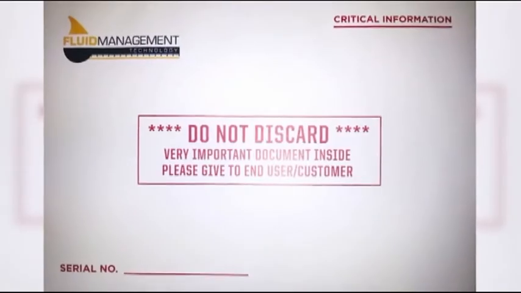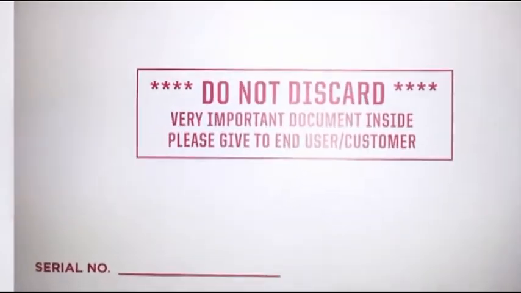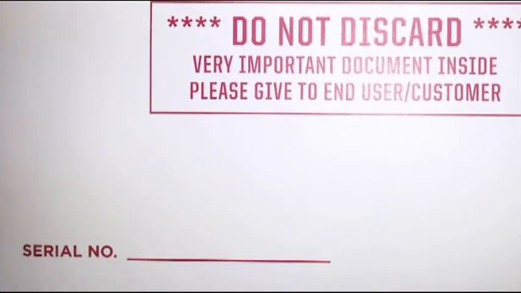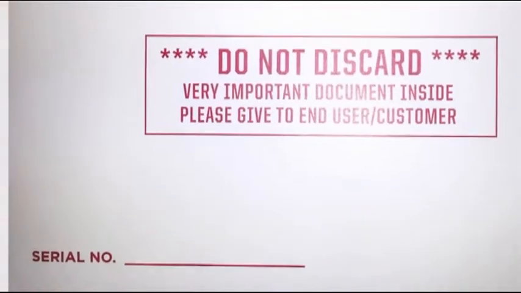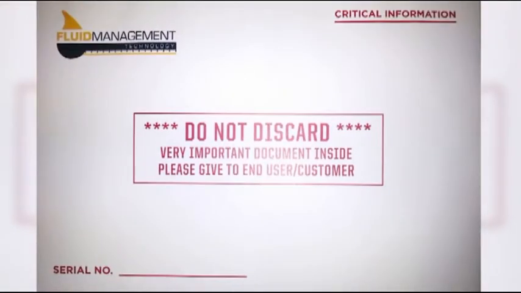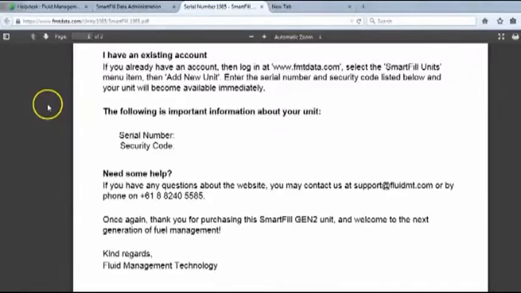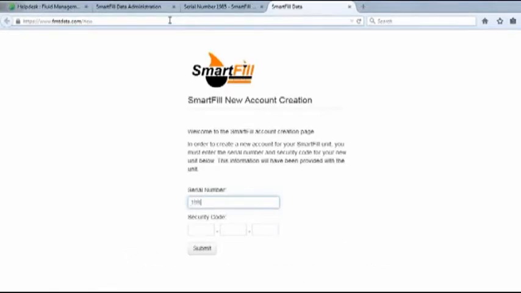On delivery, your SmartFill package should contain your SmartFill serial number and security code to set up the website. This information is in a large white envelope inside the box that contained your SmartFill unit. Just open up any web browser and type the address www.fmtdata.com/new and you will be taken to the product registration page. Type in the unit serial number and the security code and you will be taken to the admin registration page.